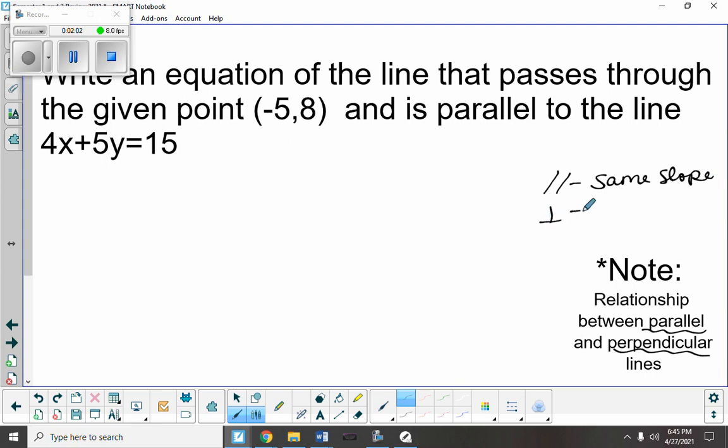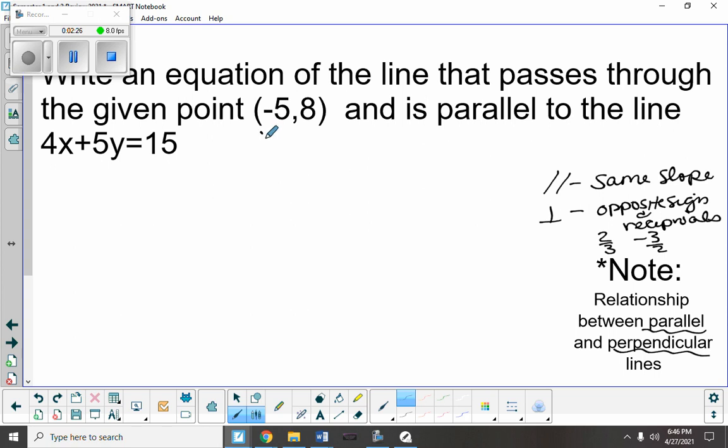Perpendicular lines have slopes that are the opposite sign and they are reciprocals. So if the slope of one is 2/3, the line that is perpendicular would be negative 3/2. Okay, for example. All right, so now let's do this one.